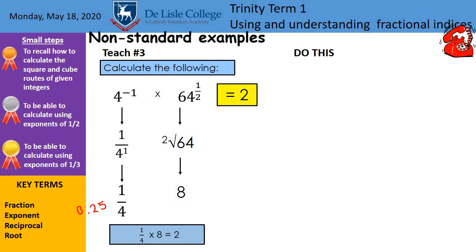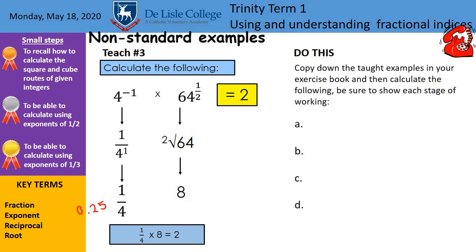If it was a third of something, you divide by 3. Or half of something, you know you can just divide by 2. Please copy down this example as well. It's really important you do. And have a go at these questions here. Please pause the video as you do this.